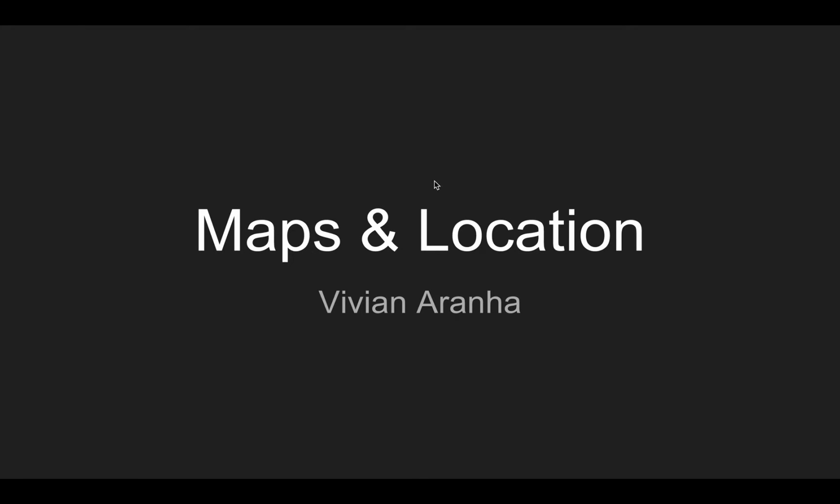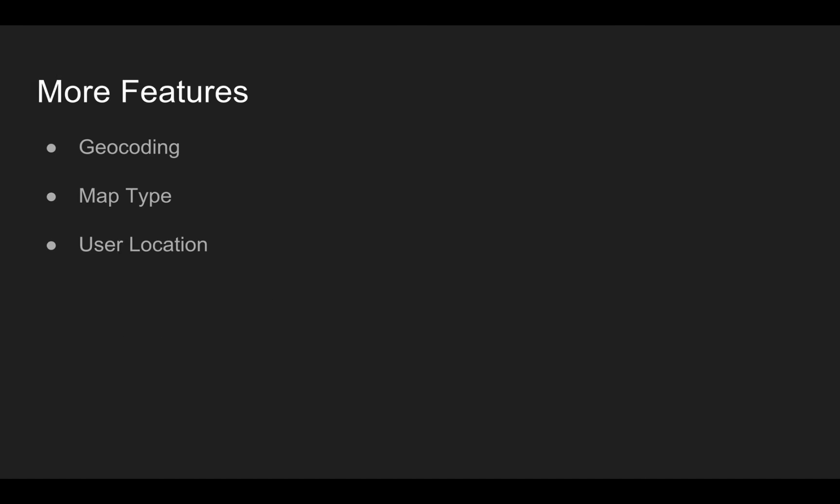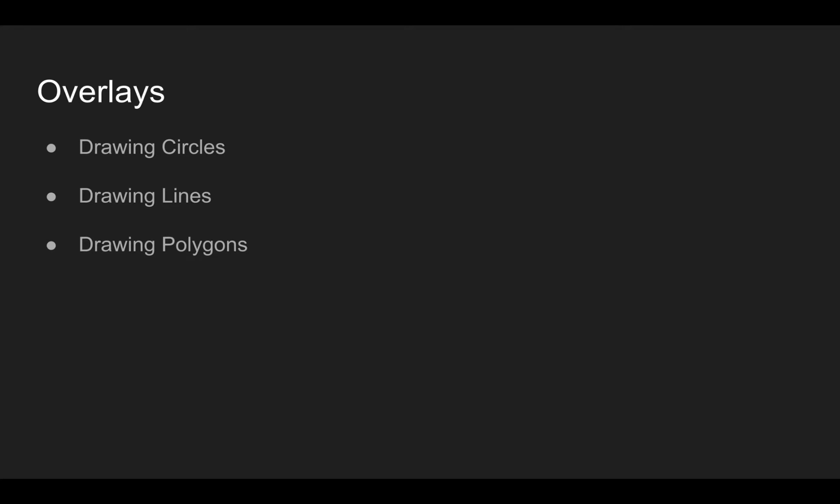Now we are at the last part of our maps and location. Till now, what we have learned is how to set up Google Maps. We've seen some features of Google Maps like geocoding, map types, user location, and also added some markers, cool markers, remote markers. At the same time, added some marker events. The last section that I have is overlays for you.